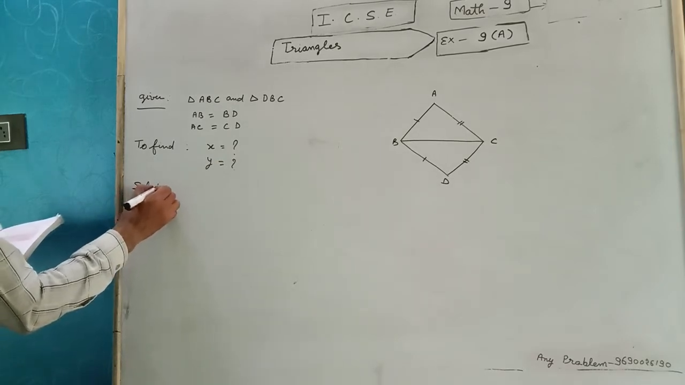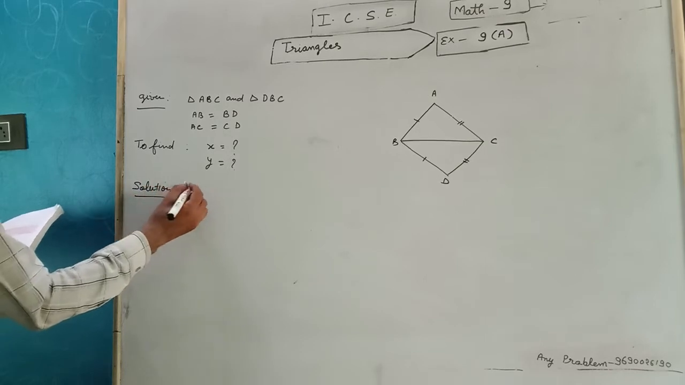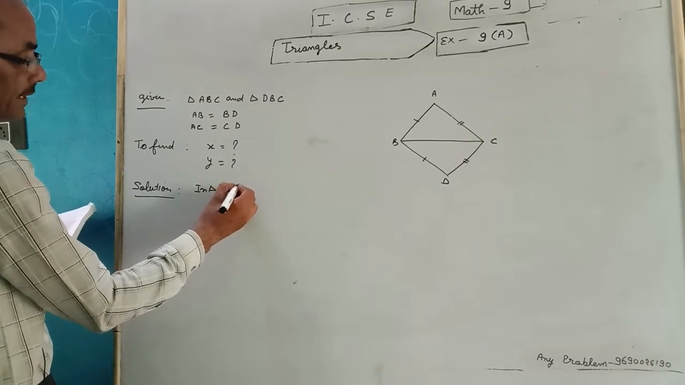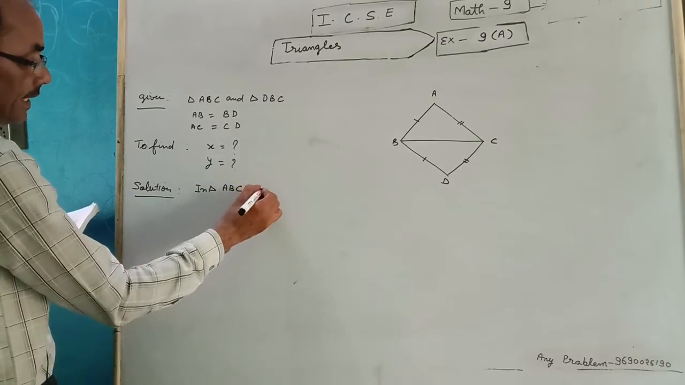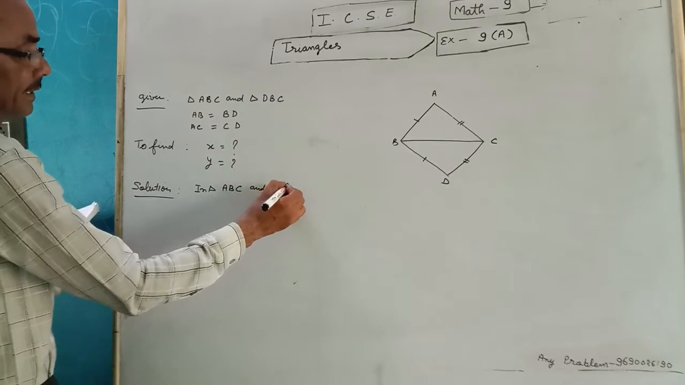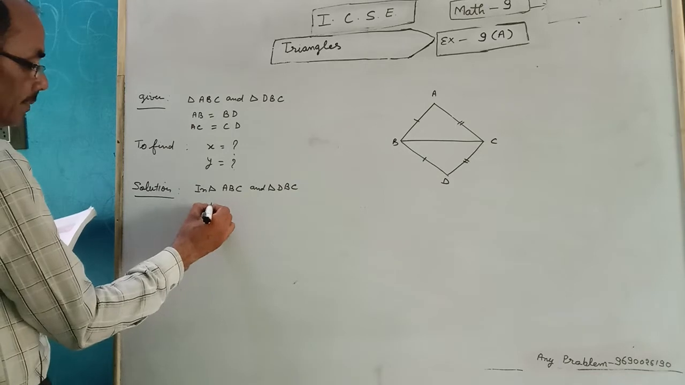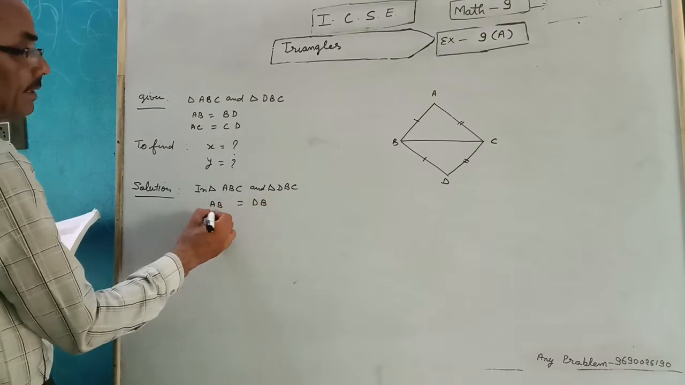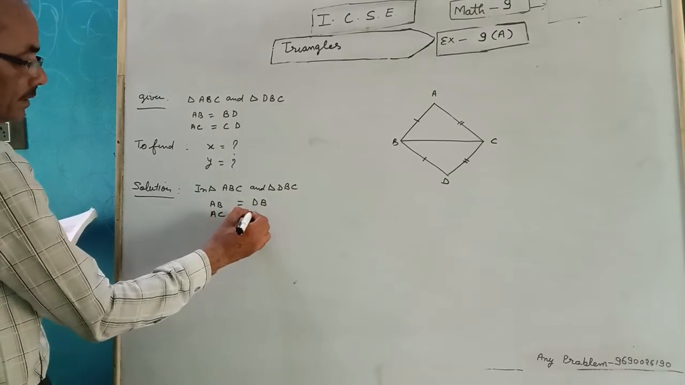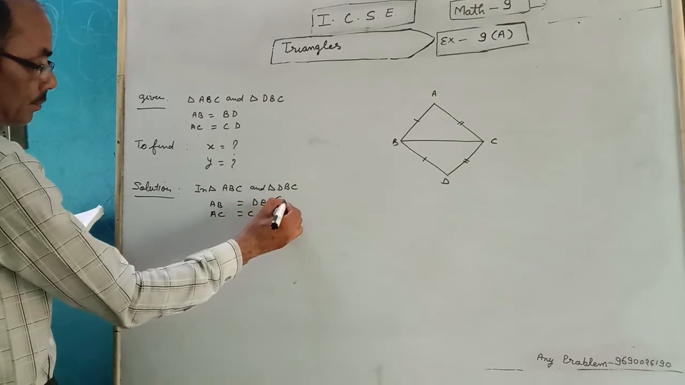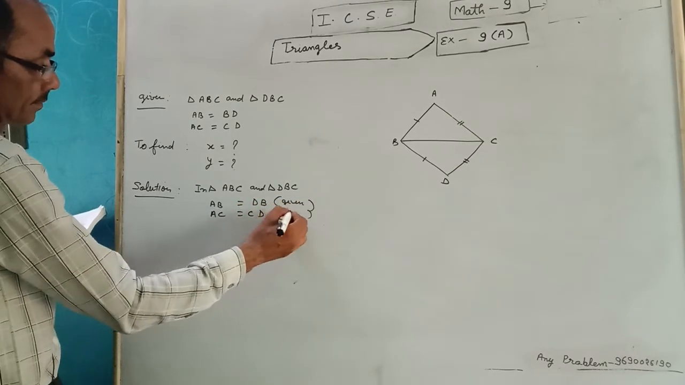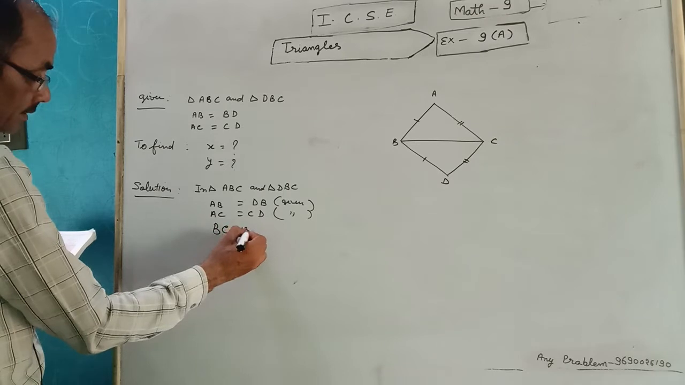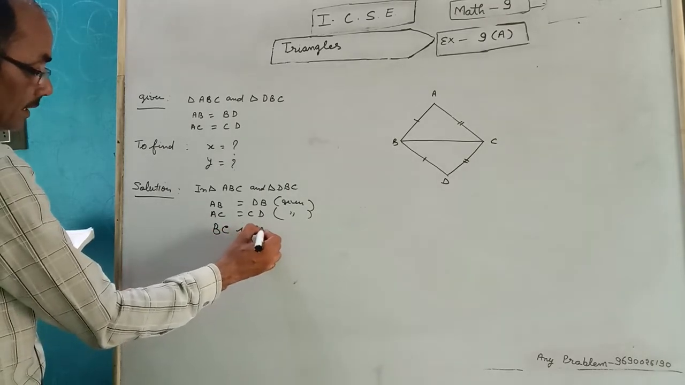Solution: in triangle ABC and triangle DBC, AB equal to DB and AC equal to CD, both are given, and BC is common.